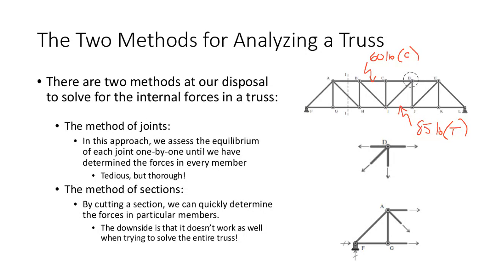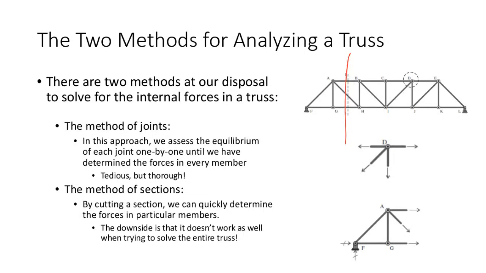But in the method of sections, instead of solving each joint one at a time, we're basically cutting the truss using a section. I might have mentioned a long time ago that one of the secret weapons of structural engineering is the samurai sword, or a lightsaber if you're a sci-fi fan. And the idea is we take the truss and we separate it by cutting a section, an imaginary line through a certain portion of it.